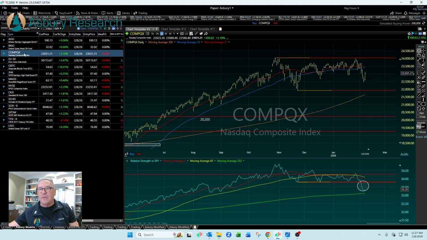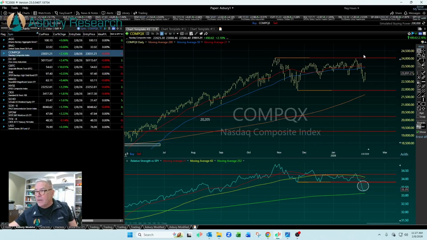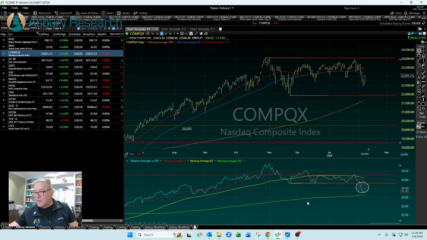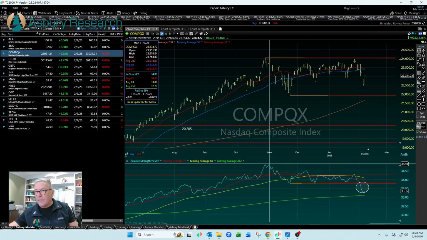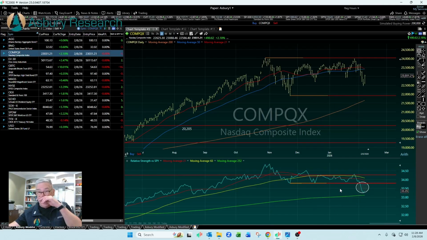This is the Comp, the NASDAQ Composite Index, flat as a pancake since October 29th. Kind of where the S&P is, really. I mean, the S&P has exceeded its October high by a hair, but look what it's been doing versus the S&P. Since November 3rd, it's underperformed the S&P by 4%. Generally, when tech starts underperforming, it raises a red flag for me for the broad market.